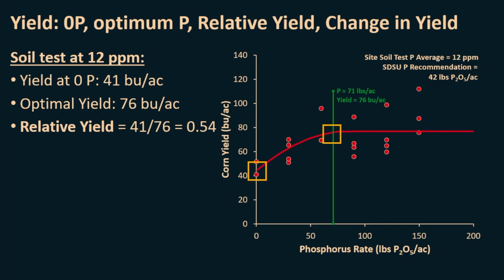And the reason we use relative yield is because, look here, this is a corn site and the max yield is 76 bushels per acre.